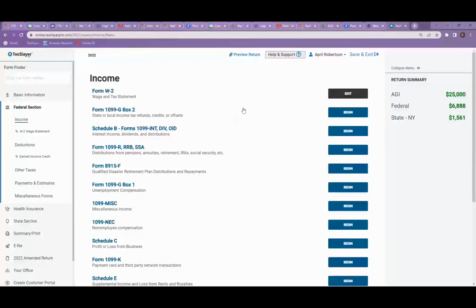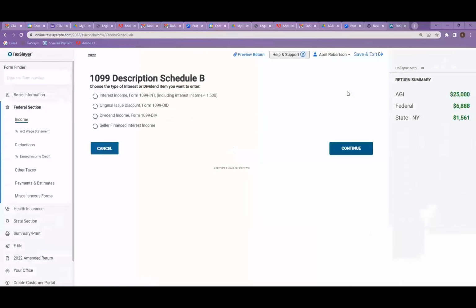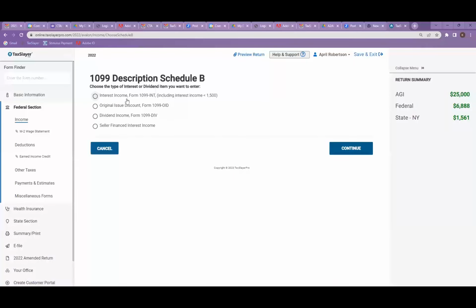Let us go to Schedule B, the 1099 interest form, because April's only other source of income is the bank account interest. Now, before we enter it, let me go back. So again, we're entering either interest or dividend, foreign bank account, or savings bond. In this case, it's interest income. Again, the first box. If the interest income in total is less than $1,500, we're going to enter it here. If it's more than $1,500, we have to enter it individually. Okay, so we're going to tick off that.